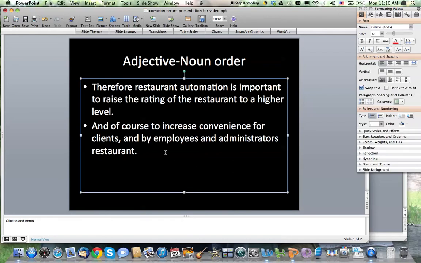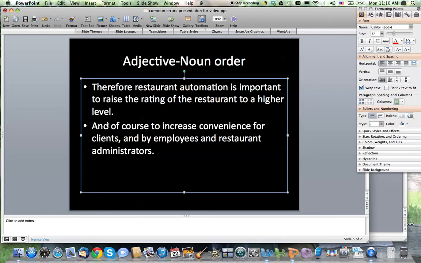And this sentence here. And of course, to increase convenience for clients and by employees and administrators' restaurant. Now, administrators' restaurant, administrators are the noun, and we can say administrators of the restaurant, but we can't just say administrators' restaurant. Or we could be more simple, and we could once again make restaurant an adjective and just move restaurant to right here. And restaurant administrators. Once again, adjective first, then the noun.